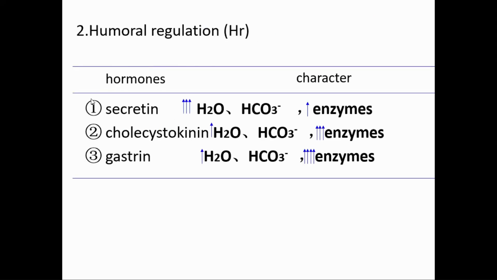Then secretin mainly increases the bicarbonate secretion. Cholecystokinin also causes the enzyme secretion, but secretin mainly increases the bicarbonate secretion. Cholecystokinin mainly increases the enzyme secretion, but there is little bicarbonate and water secretion as well. Gastrin also mainly increases the enzyme secretion, and a lesser amount of bicarbonate secretion.